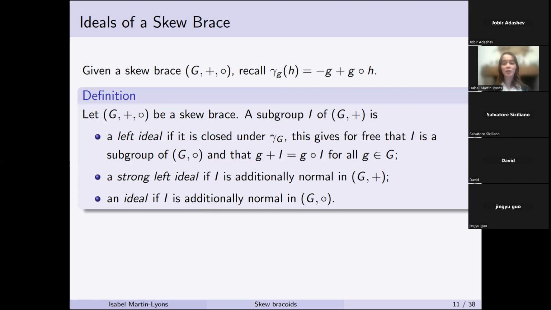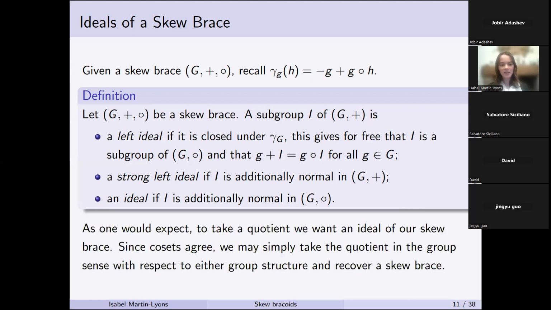And this gives for free that I is also a subgroup of the additive group and that cosets agree in some sense. To be a strong left ideal, we want it to additionally be normal in the additive structure, and it's a full-blown ideal if it's also normal in the multiplicative structure. So to be an ideal of a skew brace, you need to be closed under the gamma function, normal in the additive structure, and normal in the multiplicative structure.